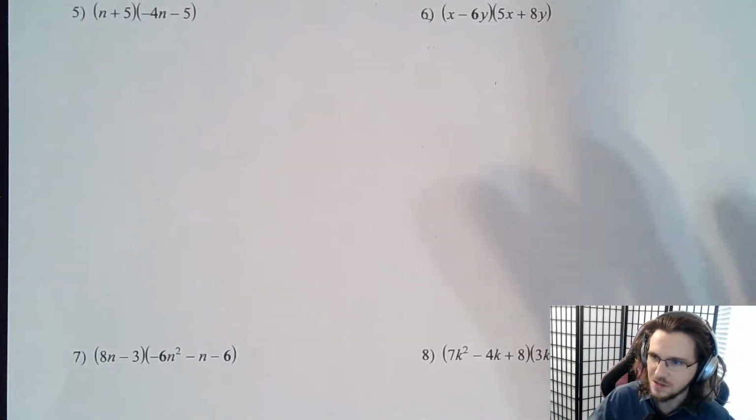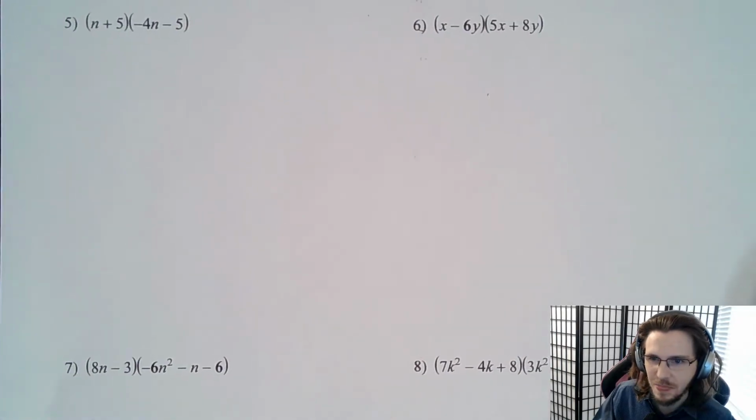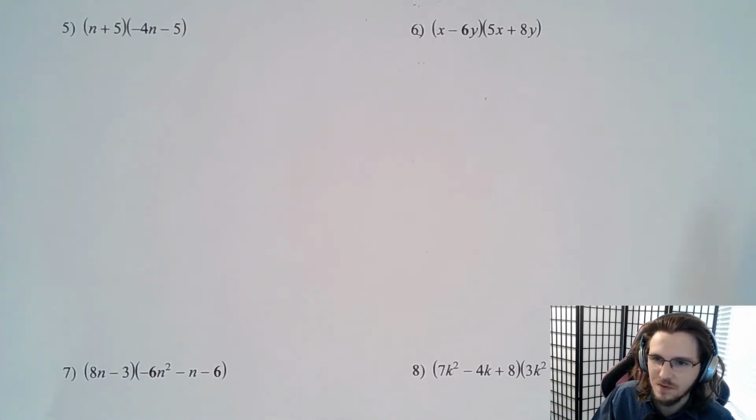Oh, this one kind of printed weird. That 6 looks a little strange. That's okay. Whatever. Same thing for number 5. I'm going to go ahead and do FOIL for number 5 and then box for number 6. No real reason for that, just kind of felt like it.